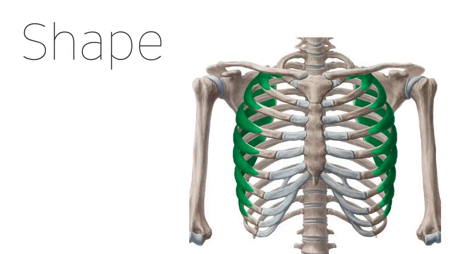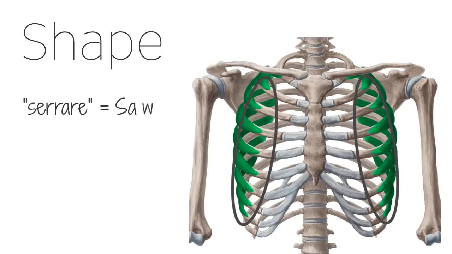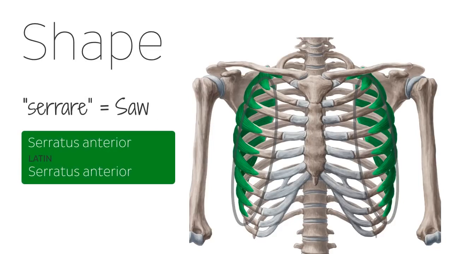In the case of the serratus anterior muscle, as you can see, the anterior attachments of the muscle are shaped like the teeth of a saw, or like the Latin word serrare, which conveniently means saw, hence giving the name serratus anterior.